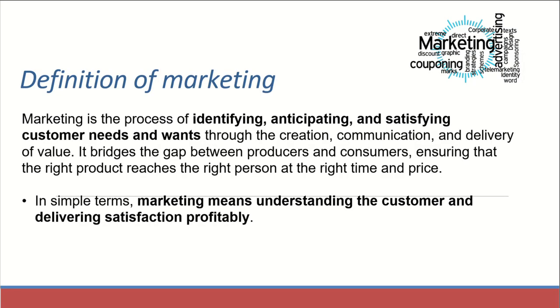So, first, let's see by defining what we actually mean by marketing. It isn't just about selling things. Marketing is a comprehensive process. It involves identifying, anticipating, and satisfying customer needs and wants. We do this by creating, communicating, and delivering value. Think of marketing as the bridge connecting the producer, the company, and the consumer, the buyer. It ensures that the right product gets to the right person at the right time and at the right price point. In simple terms, marketing is about understanding the customer so well that we deliver satisfaction to them while still remaining profitable. Now, let's move on to the next slide.